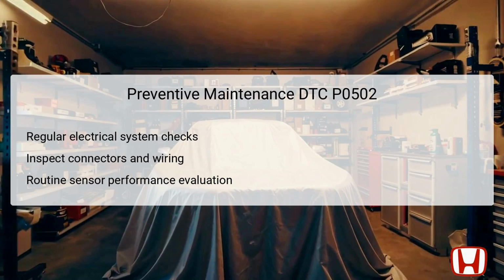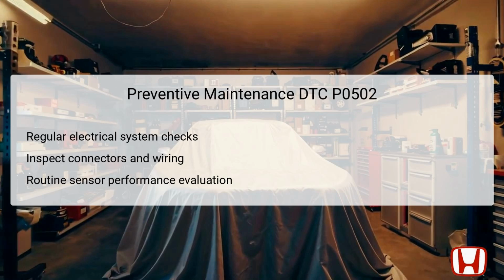To prevent reoccurrence of DTC P0502 and to keep your Honda CRV operating smoothly, implement a stringent preventive maintenance regimen. This begins with regular inspections of the vehicle's electrical system, focused review of critical connections, and wiring that may be subject to wear and tear over time. Keeping an eye on connectors for any signs of corrosion or damage is vital, as these components play a fundamental role in ensuring continuous performance.